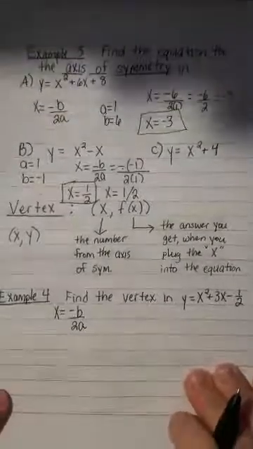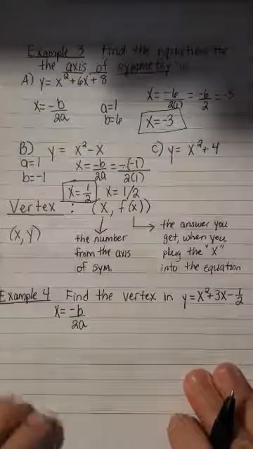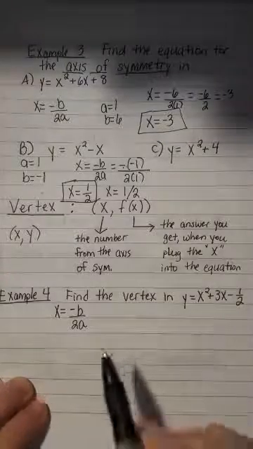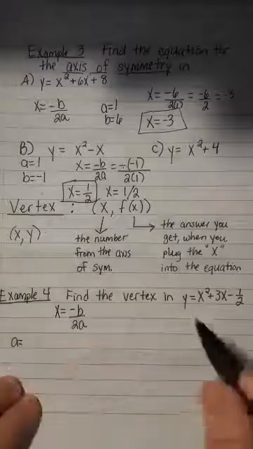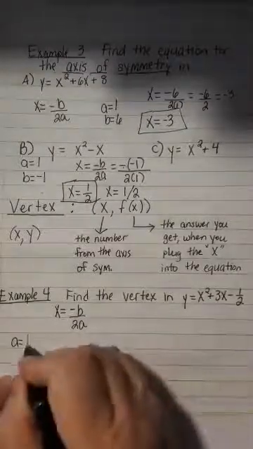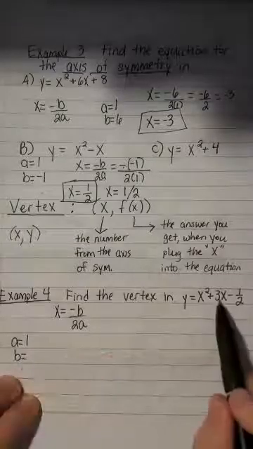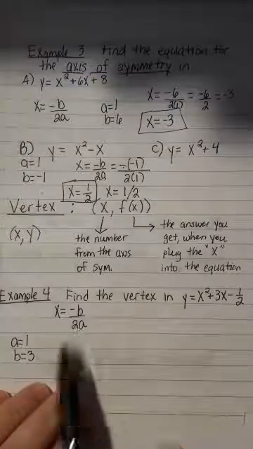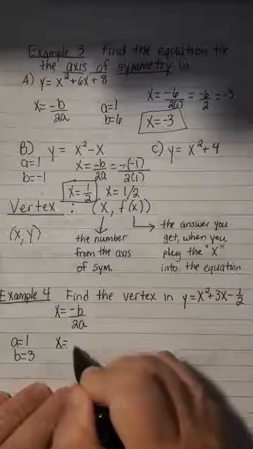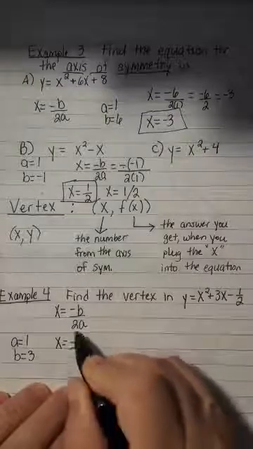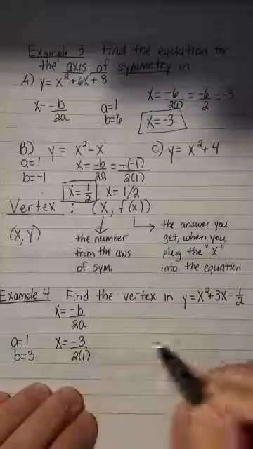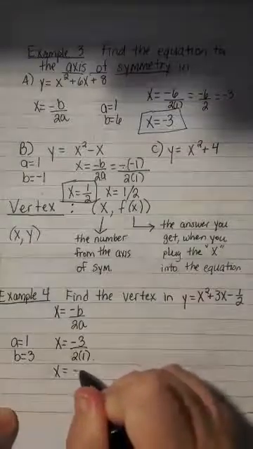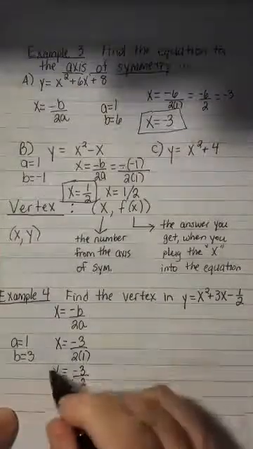So the first thing you want to do is plug into this. Let's identify a and b, and we don't really have to tell what c is. a is going to equal 1 because that's the number in front of x squared. b is going to equal 3 because that's the number in front of x. So when we plug into negative b over 2a, that is going to be negative 3 over 2 times 1. When you simplify that, you get x equals negative 3 over 2. And you just leave it like that.